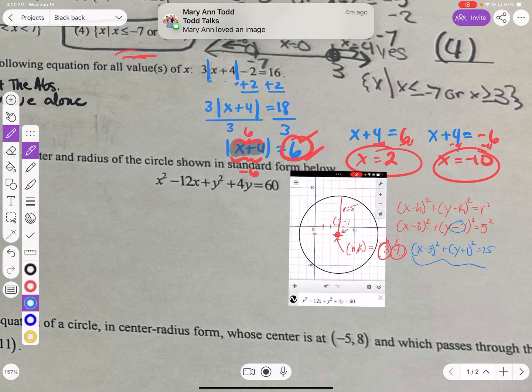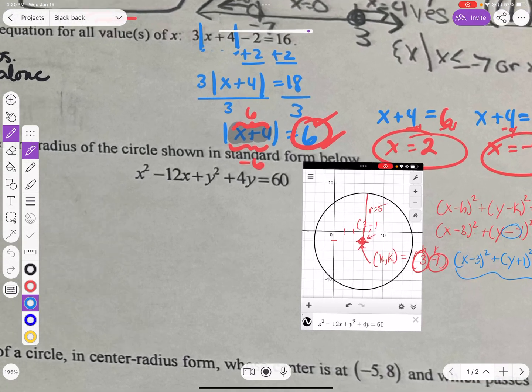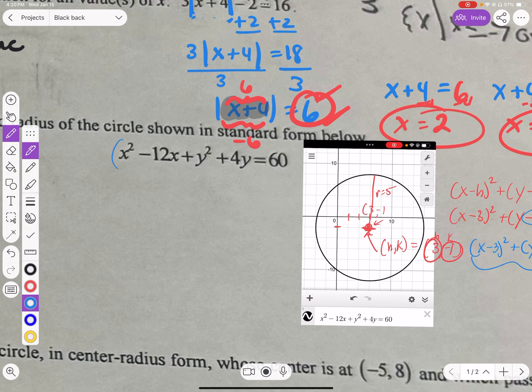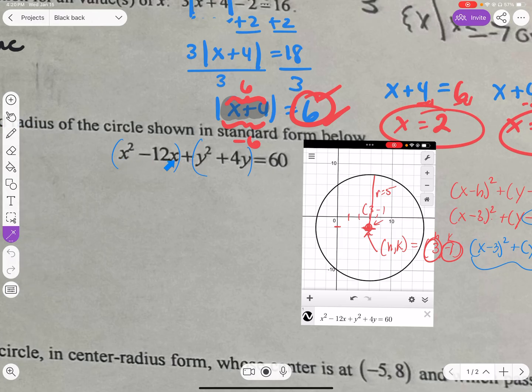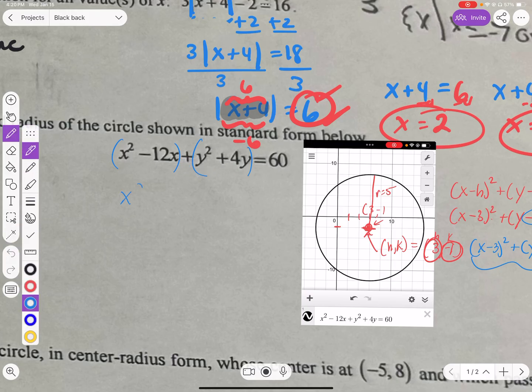Now, without Desmos, it's a little bit trickier. What we do is we group the first pair, we group the second pair. We're grouping our x squared and our x term, our y squared and our y term together. You want to always make sure there's a plus sign. So if this was like x squared minus 12x minus y squared plus 4y plus 60, or equals 60, I'd group it this way. I always have to have a plus sign between them to start off with. And then I go negative y squared, and I keep the sign as 4y like this.